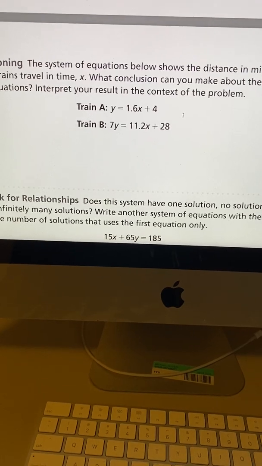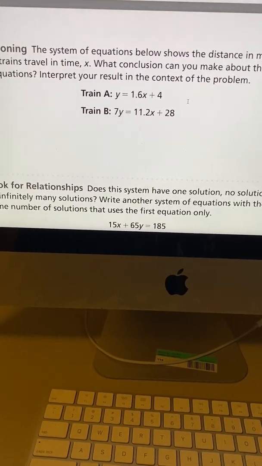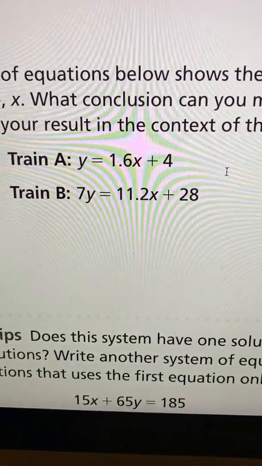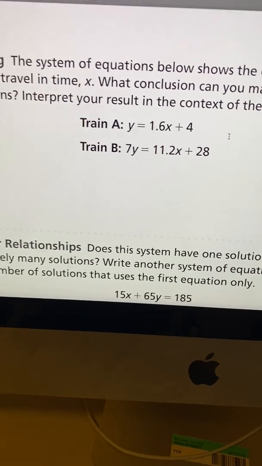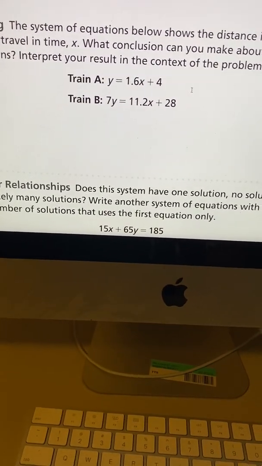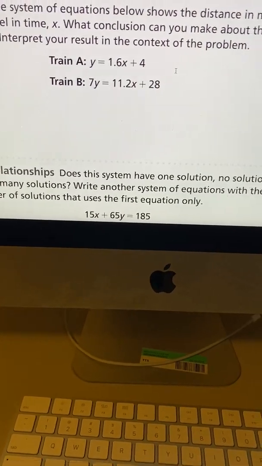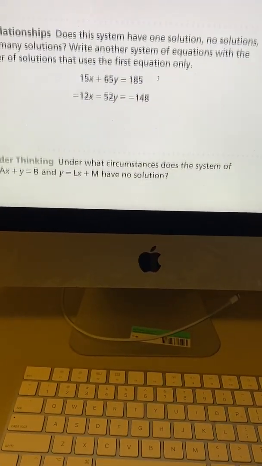System of equations, blah, blah, blah. What conclusion can you make about this system? Interpret the results. I'm going to tell you that these two trains are moving on the same track in the same direction at the same time. There's only one of two things: they're either one on top of the other, or train A and train B are the same train. Okay, so I don't know. That's all I get from train A and train B.